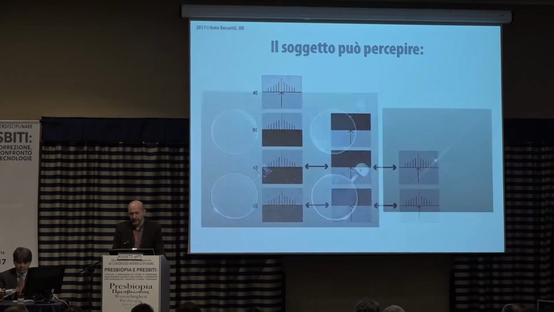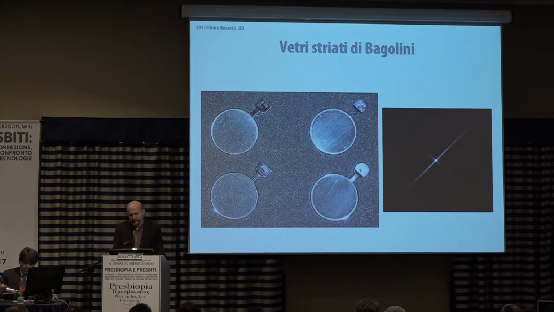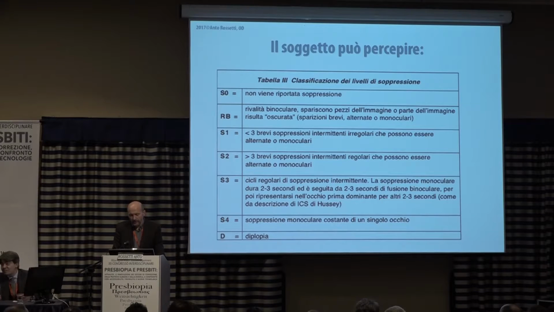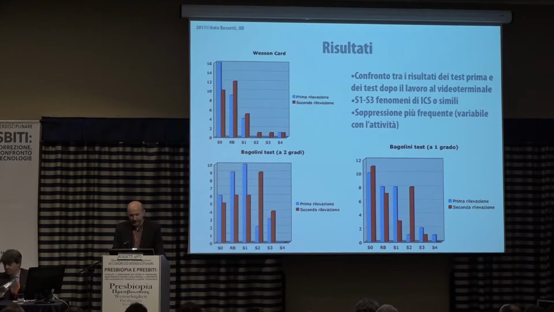With the Bagolini glass, the test aimed at detecting whether there were some interruptions, some image interruptions. True intermittent central suppression, true ICS, has to have 2 or 3 second interruptions, and then the event again, and then another pause.